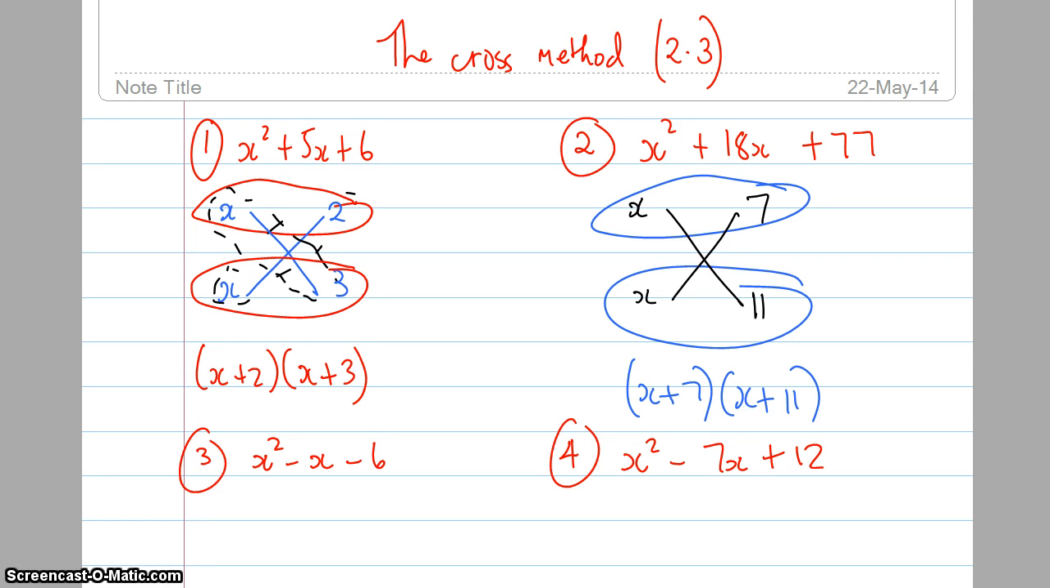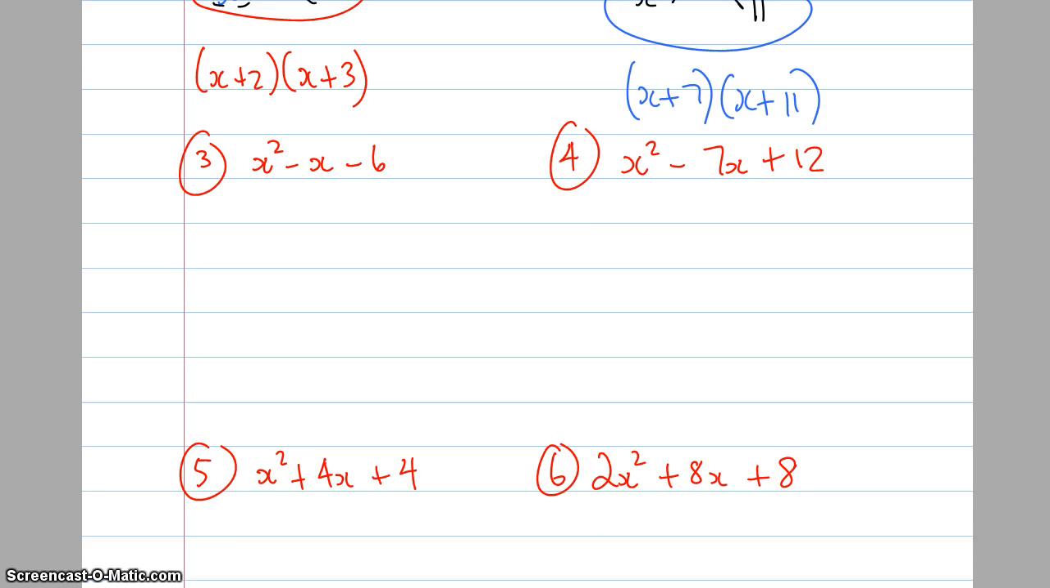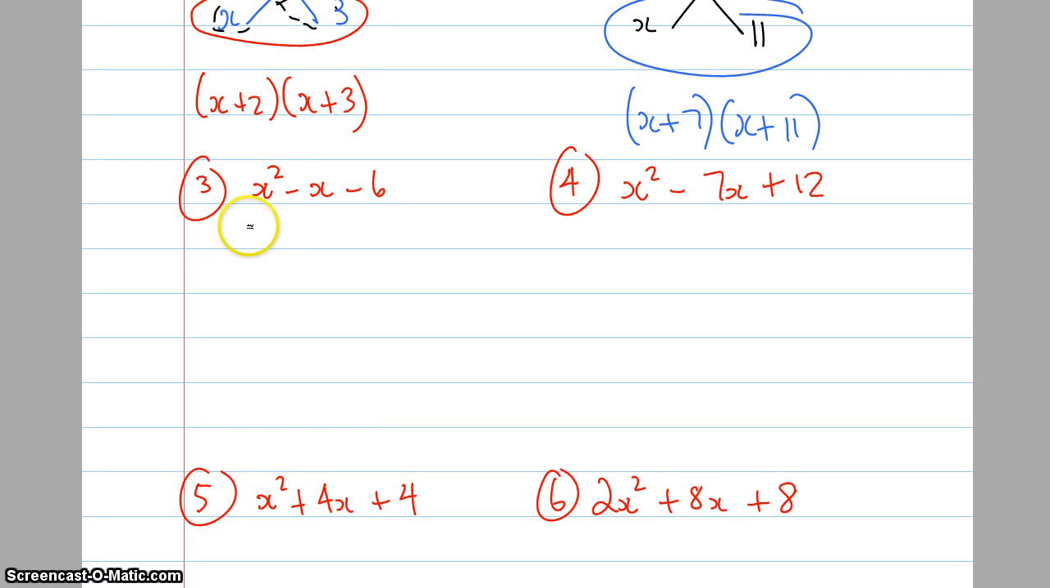You'll need to watch the first video to understand the things that I'm doing, but in the second video I'm going to look at example 3 and 4. This time we're going to add some negatives into the equation just to see what happens. So I've got here x squared minus x minus 6. Okay, so again I put my big cross in the middle and I've got x and x.